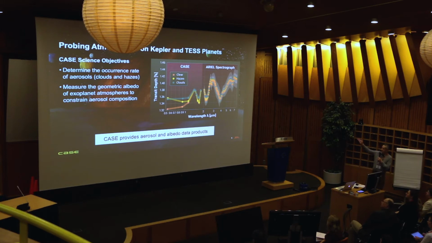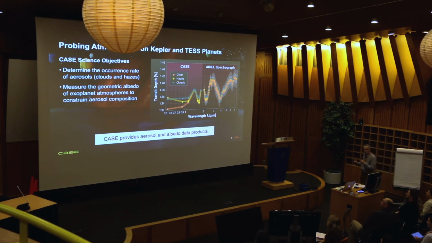Now, what this simulation that I'm showing here illustrates is that for a typical hot Jupiter atmosphere, it's hard at long wavelengths to tell the difference between an atmosphere that's clear and one that's cloudy and one that has hazes. But these differences show up at short wavelengths. This naturally led to determining the CASE science objectives. It was the sensitivity to certain kinds of effects that happen at short wavelengths.